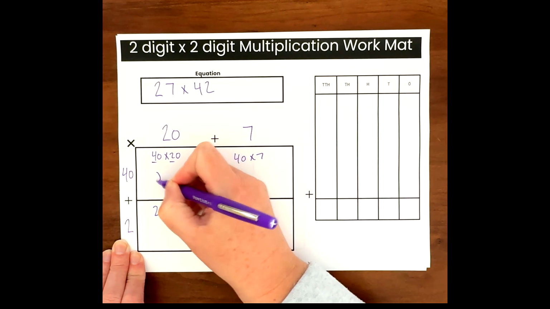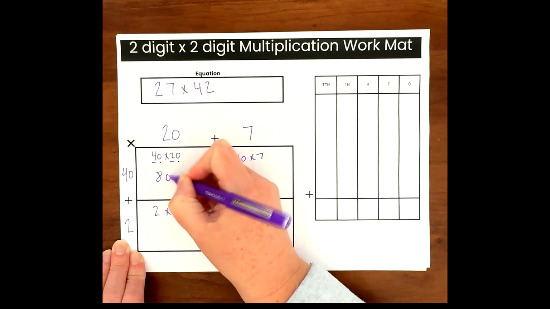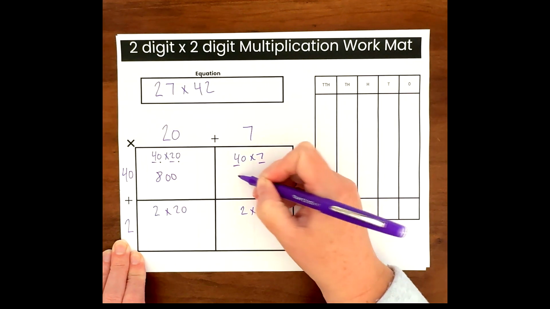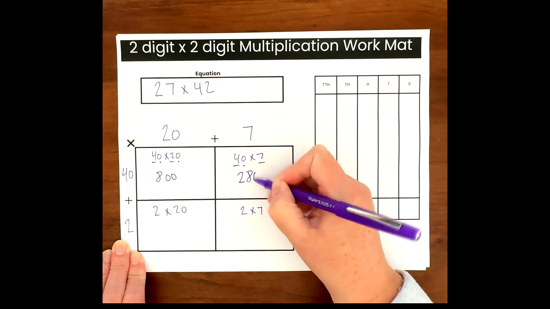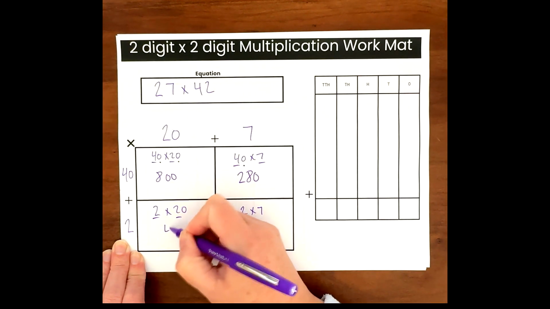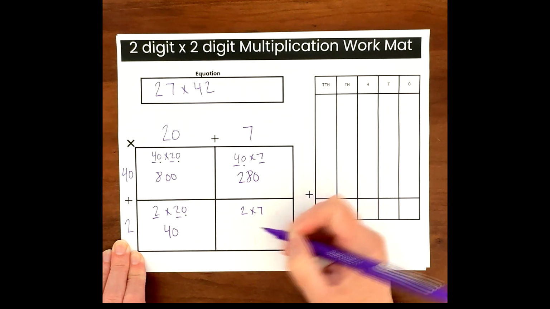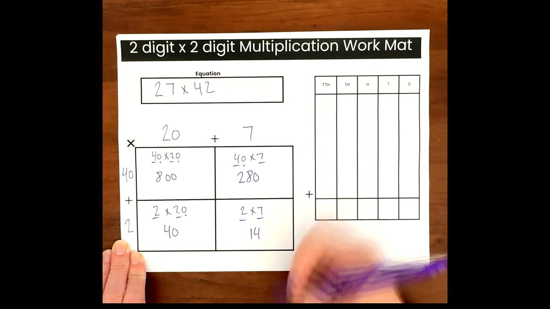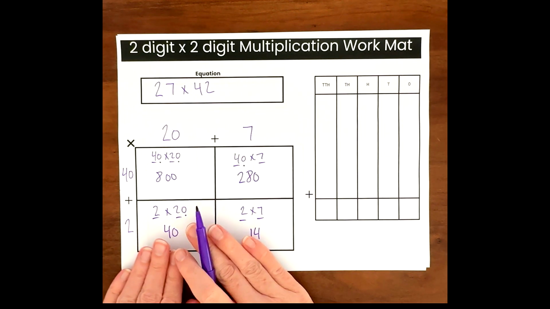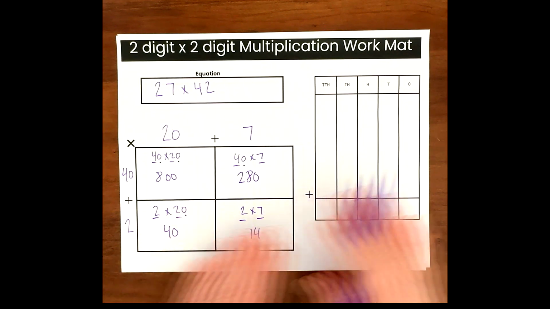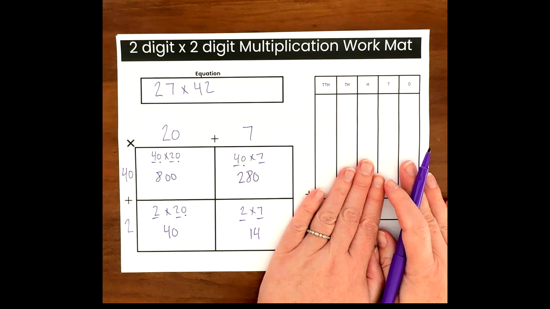4 times 2 is 8. 1, 2. 4 times 7 is 28. 1. 2 times 2 is 4. 1, 0. 2 times 7 is 14. Then I'm taking my partial products and I'm moving them over to my place value chart to add them.